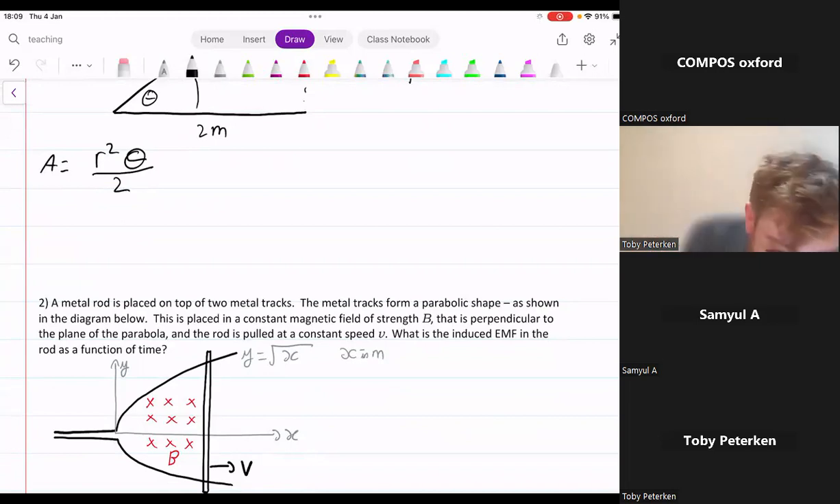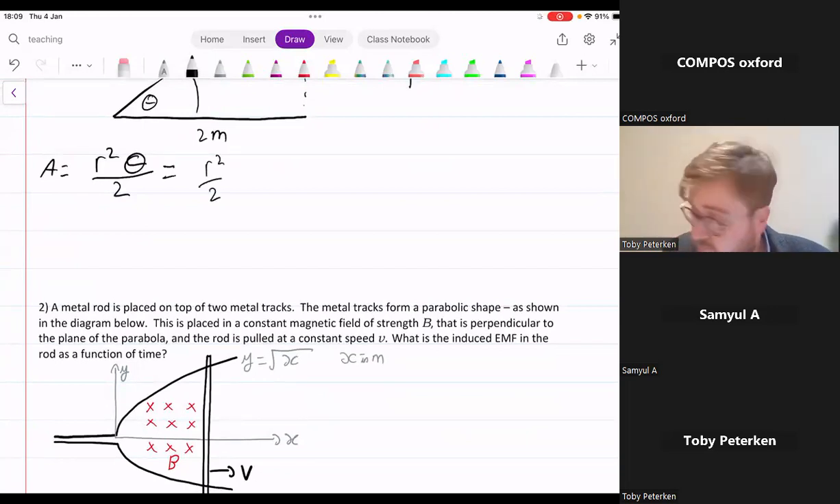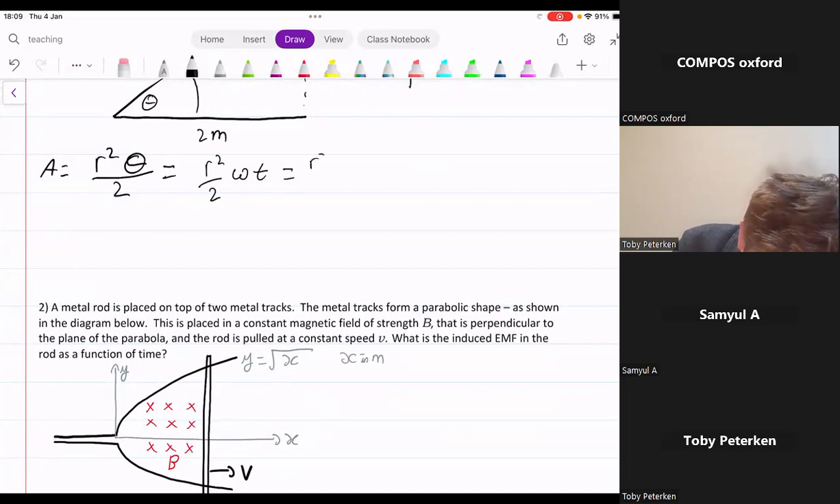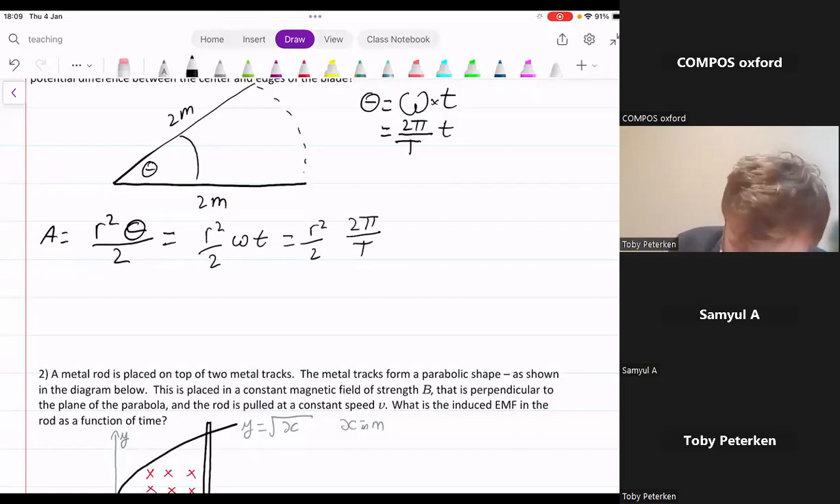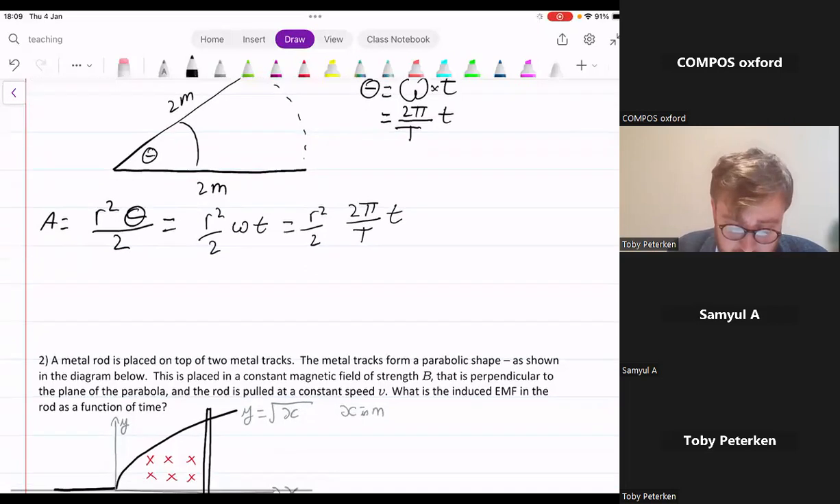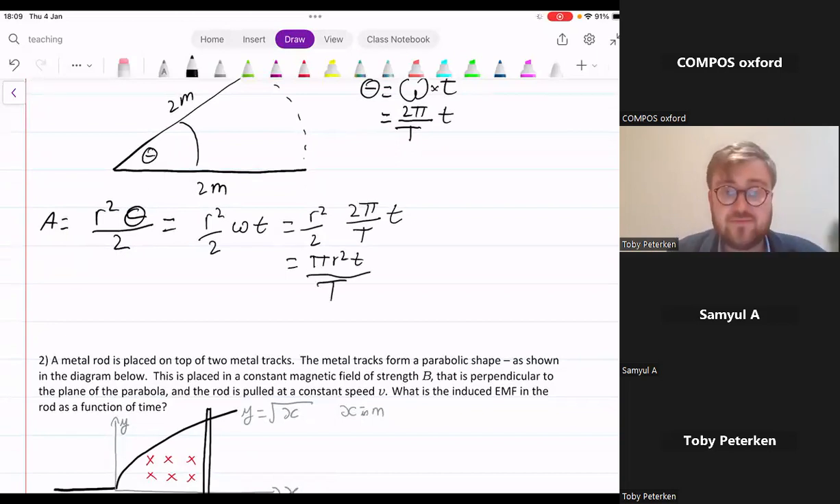Now we need to sub in for theta. So we have r squared over 2 omega t, which is equal to r squared over 2 times pi over T times the time t, which is equal to pi r squared t over the time period T. So this is the area that gets swept out.